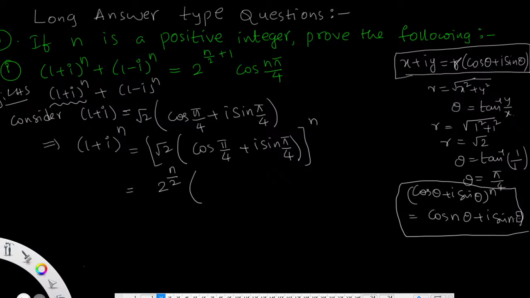So that is (cos theta + i sin theta) whole to the power of n equal to cos n theta + i sin n theta. This is the formula for De Moivre's. Now applying this formula, we get cos n pi by 4 power joined with argument i sin n pi by 4. This is the value for (1 + i) whole to the power of n.